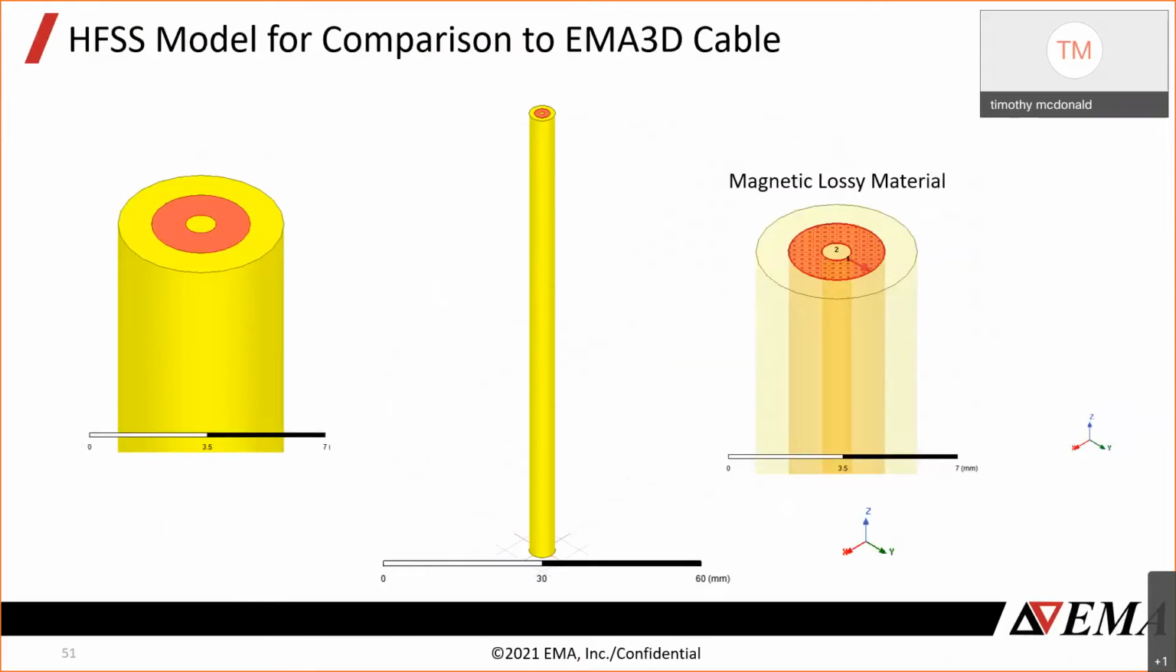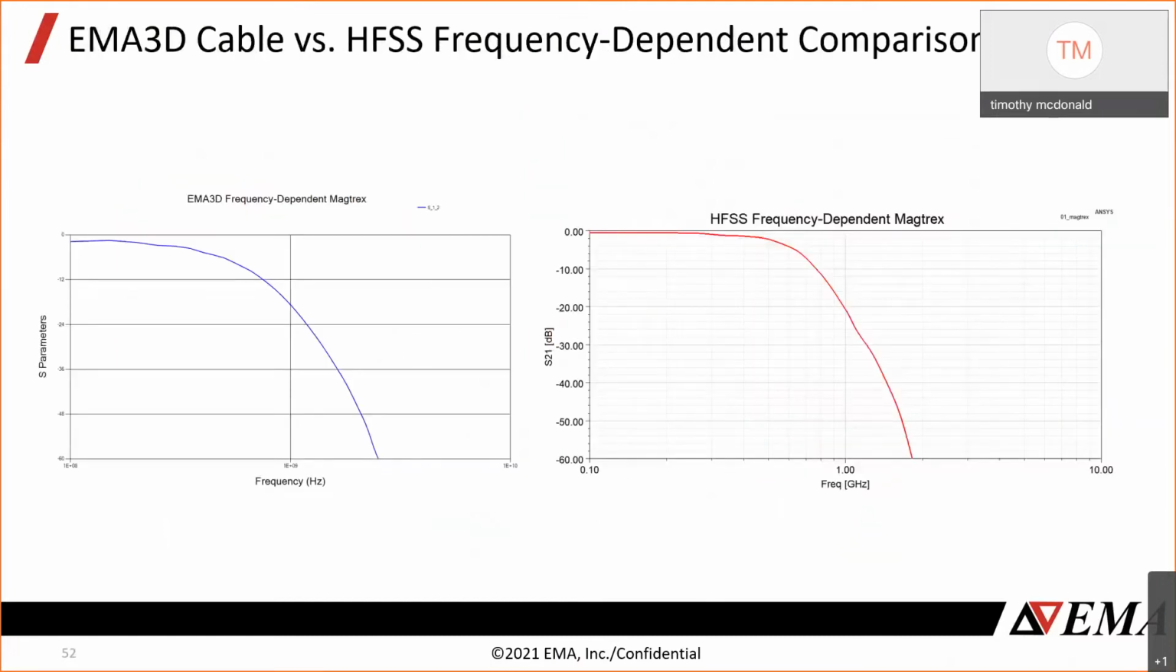So for a cross-check, we use HFSS, and we're going to compare that to EMA3D cable. So we can see for the S21, which is the coupling from one end of the coax to the other, that we see basically the same result. It's 0 dB at low frequencies, and once the absorber starts to turn on, once you get above a couple gigahertz, basically nothing is getting through down this transmission line.